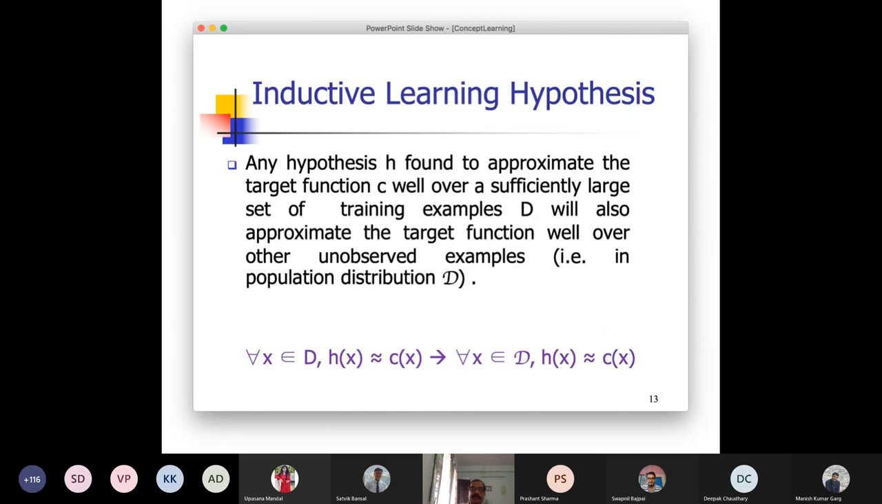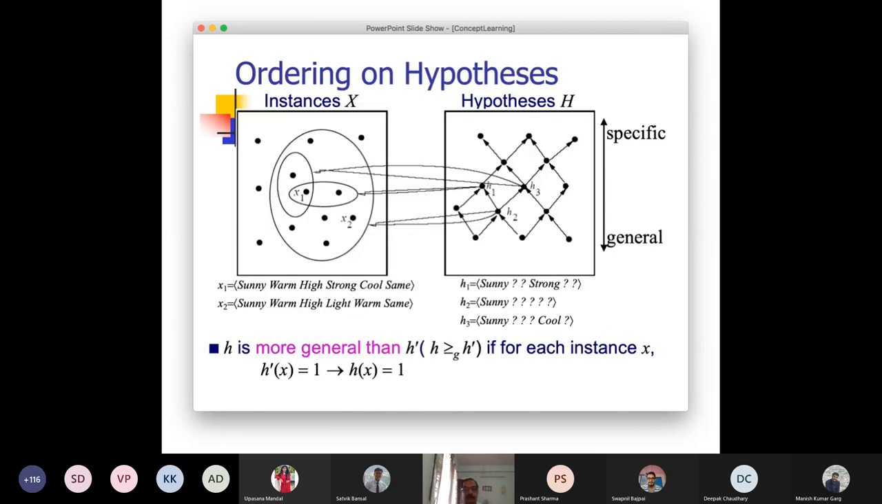So this is the definition of more general that I was mentioning, and you can note the notation we are using here. H is more general than H prime, which means H2 is an example of H, and H1 is an example of H prime. If it is more general, then for each instance X, if H prime X equals 1, then H X equals 1. So if an input is satisfied by a specific hypothesis H prime, it should also be satisfied by its more general hypothesis H.